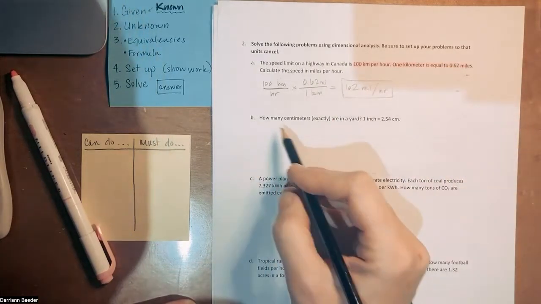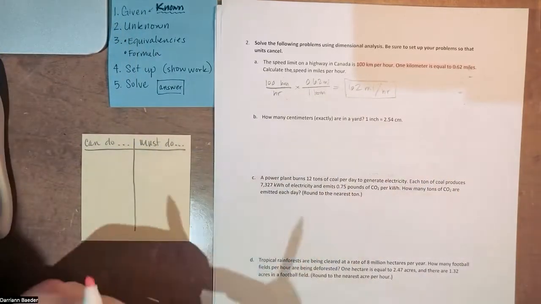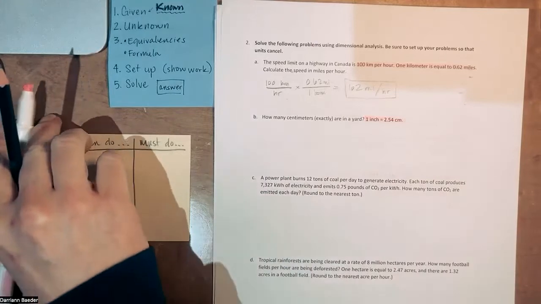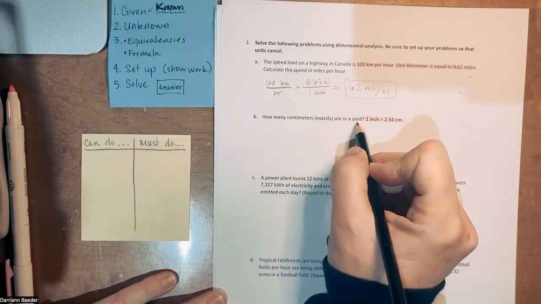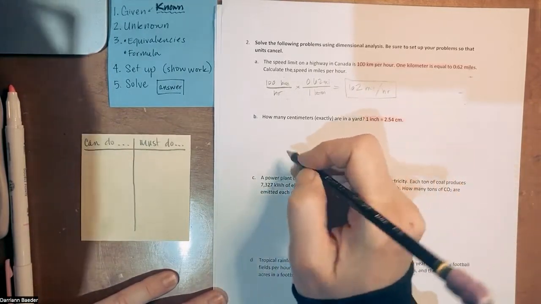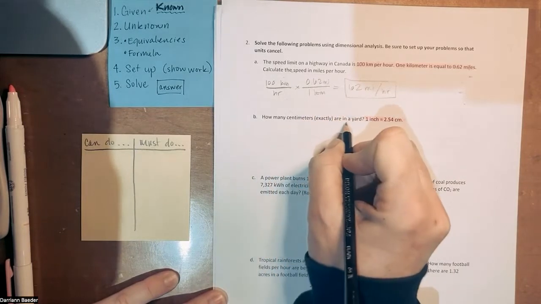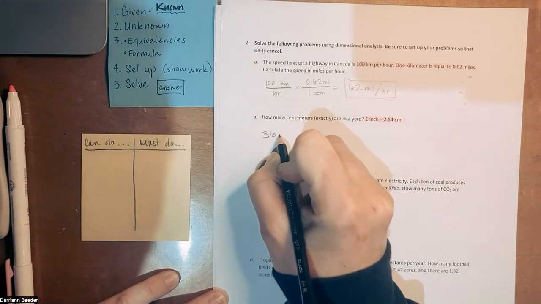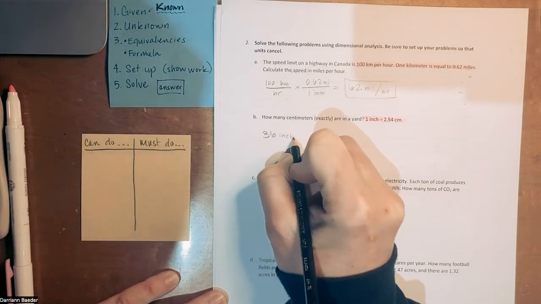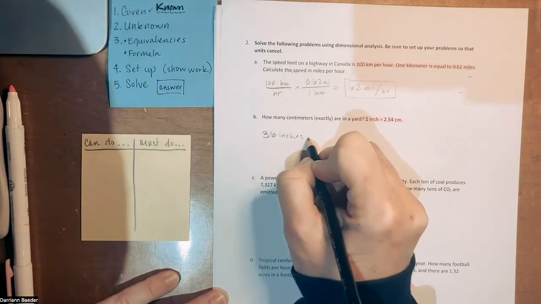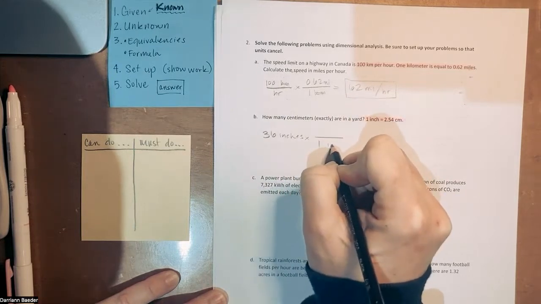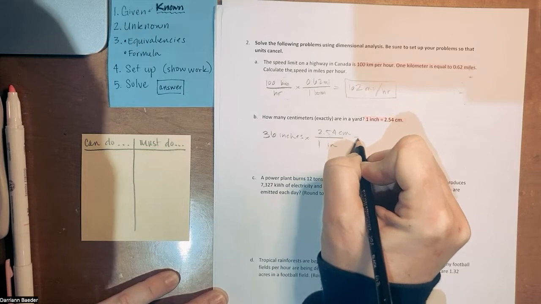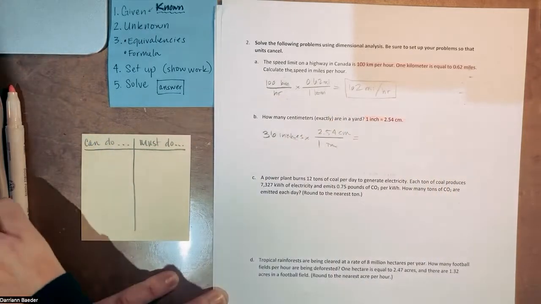Pretty self-explanatory. How many centimeters exactly are in 1 yard? Gives you 1 inch is 2.54 centimeters. Do you remember how many inches are in a yard? I hope so, 3 feet. So we're looking at, it just gives us in a yard, right? So what we are given in this case is 36 inches. 1 inch equals 2.54 centimeters. Boom, boom.